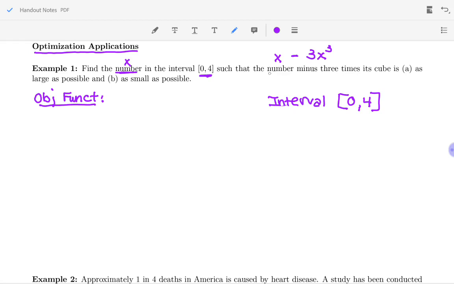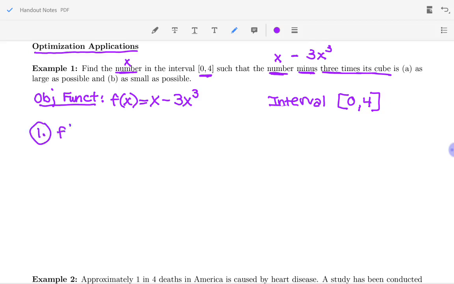But this one is the number, which is x, minus, which tells me to do subtraction, and then 3 times its cube means 3x cubed. So there's my objective function. I could call it anything I want to. I could call it O, but I'm just going to call it f of x and just be boring. Do what we're used to doing. We're going to do that number minus 3 times that number cubed. All right, once we have that, we're good to go with our two steps.